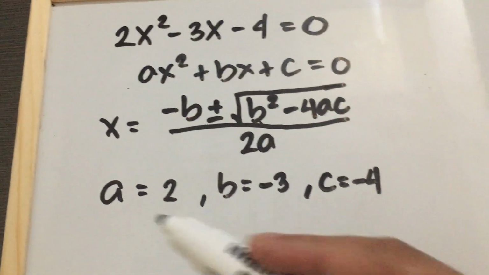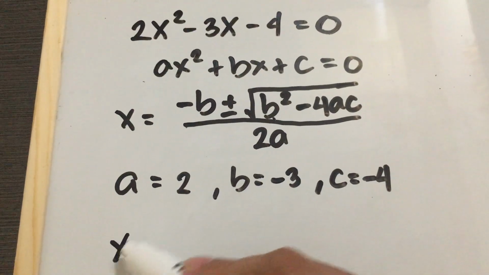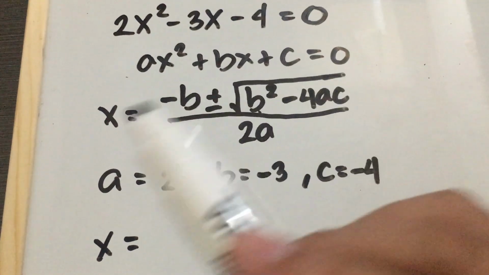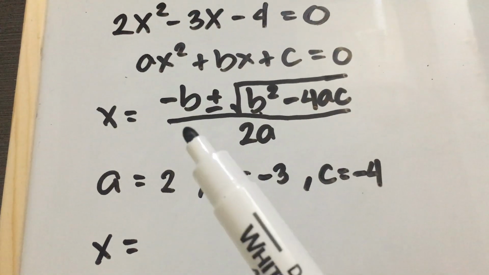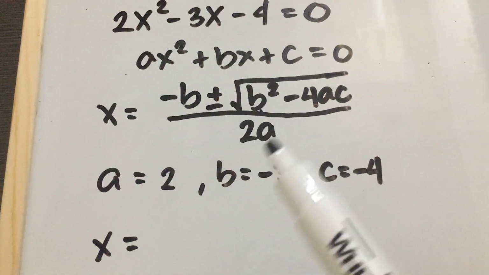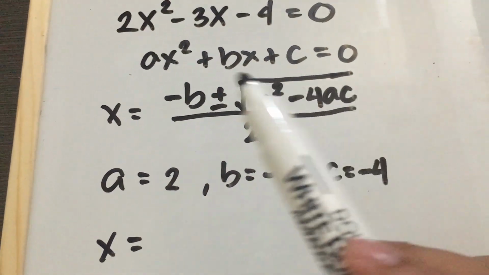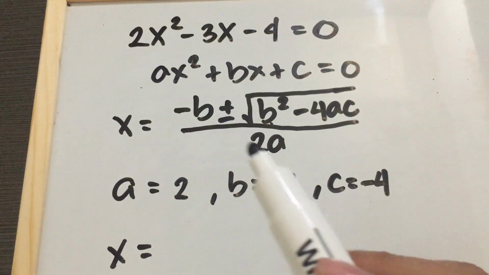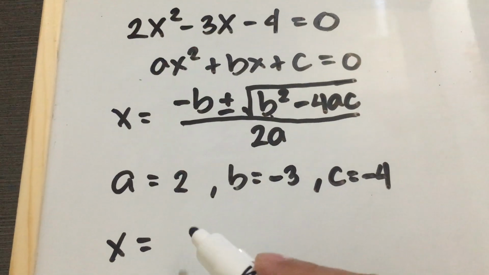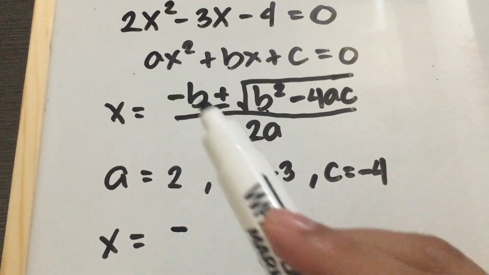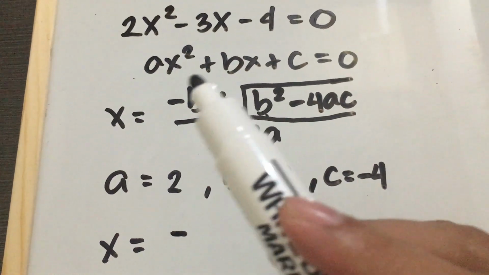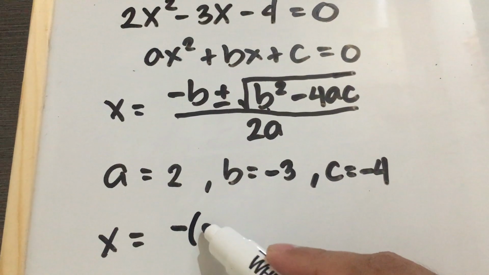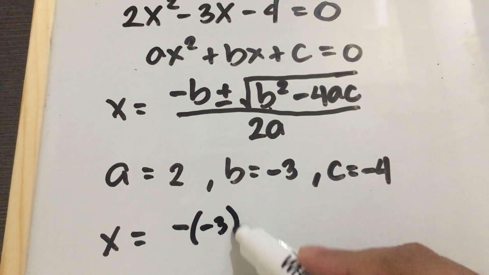So let's go now. In solving a quadratic equation using the quadratic formula, this will be the quadratic formula. We simply substitute the values of a, b, and c into the formula itself. So let's have a step-by-step process. You have negative b, so just copy first the negative sign. That's negative, negative. And your b is negative 3, so put it beside it in parentheses, negative 3.